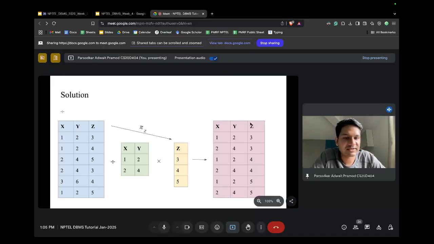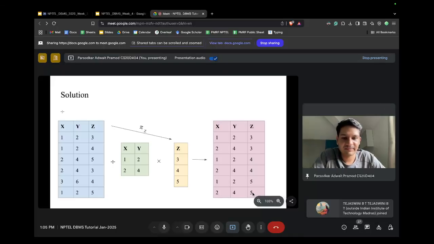table of XYZ values. So if you join these Z values with the green table, you get 1, 2, 3, 2, 4, 3, 1, 2, 4, 2, 4, 4, 1, 2, 5, 2, 4, 5. Right? So is this much clear? Are there any doubts?